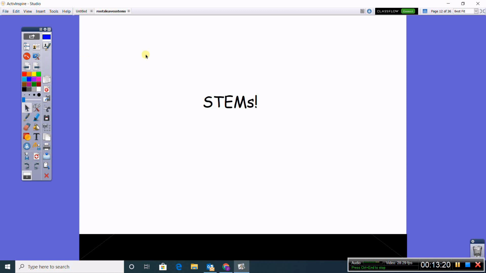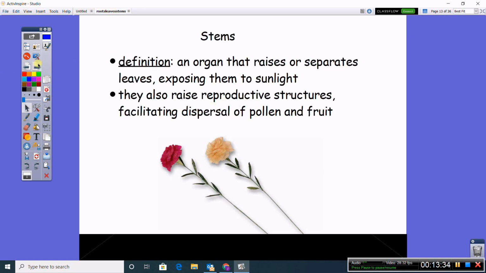All right. So we mainly talked about roots on Friday. Now we're going to move on and talk about stems. Just like we did modified roots on Friday, we're going to talk about modified stems today. Stems are an organ that raises or separates the leaves and exposes them to sunlight. They also raise reproductive structures, which should make it easier to distribute or disperse pollen and fruit. So they're kind of raising all those reproductive parts of the flower upward.